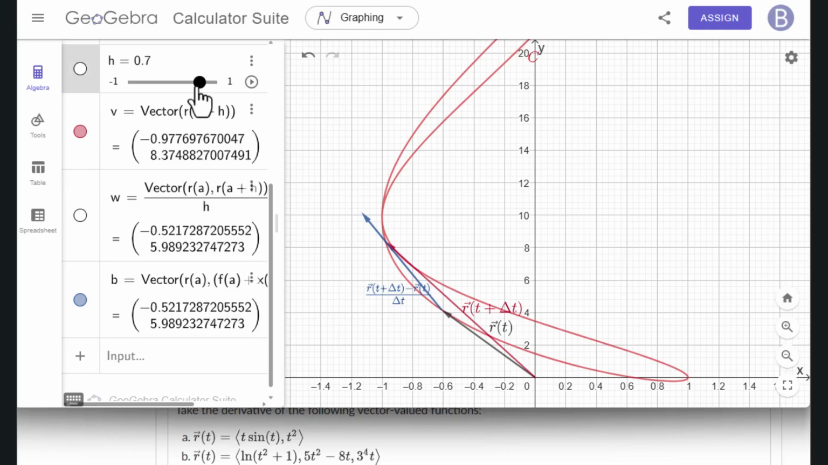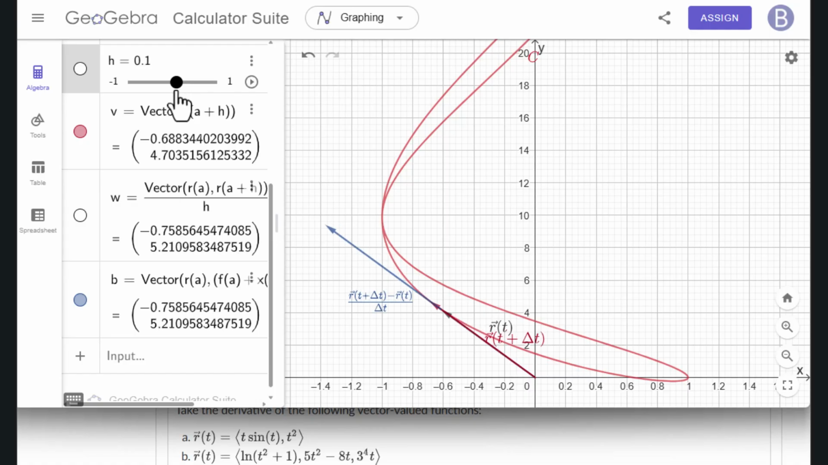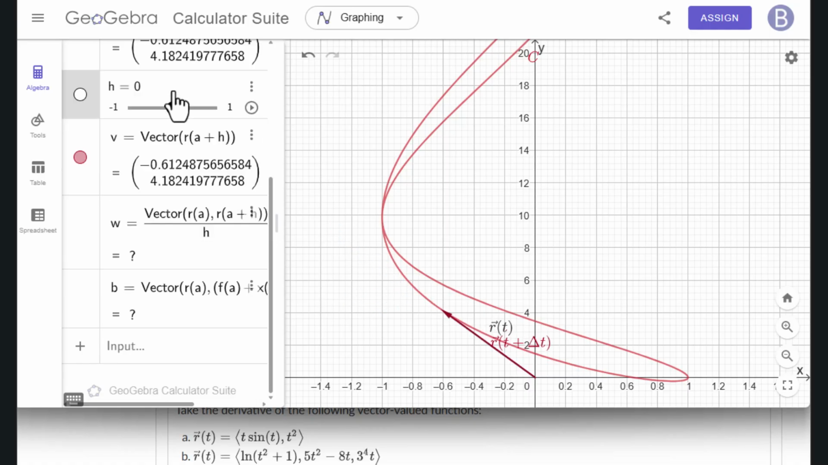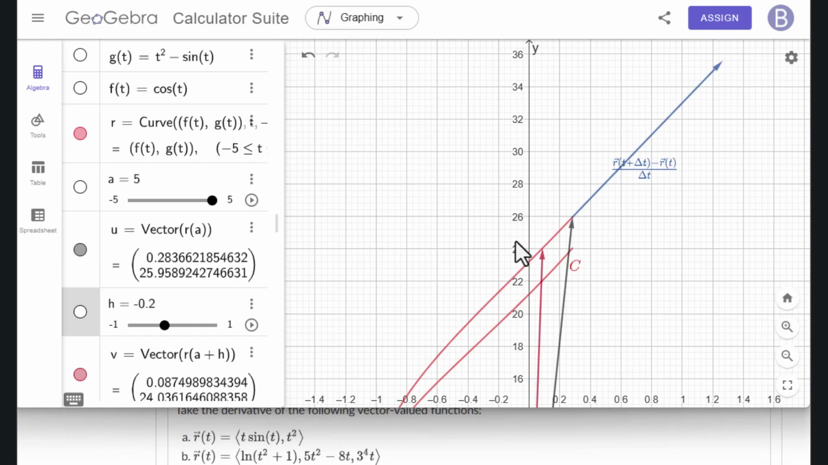If I continue taking the limit as my delta t goes to 0, or in this case as h gets really, really small, notice that I get a blue vector. Well, dividing by 0 is the problem, so I can't quite divide by 0. But I get a blue vector that almost looks like it's tangential to the curve. I can use the same sort of difference quotient limit approach to figure out what the tangential vector might be at the endpoints of the curve.